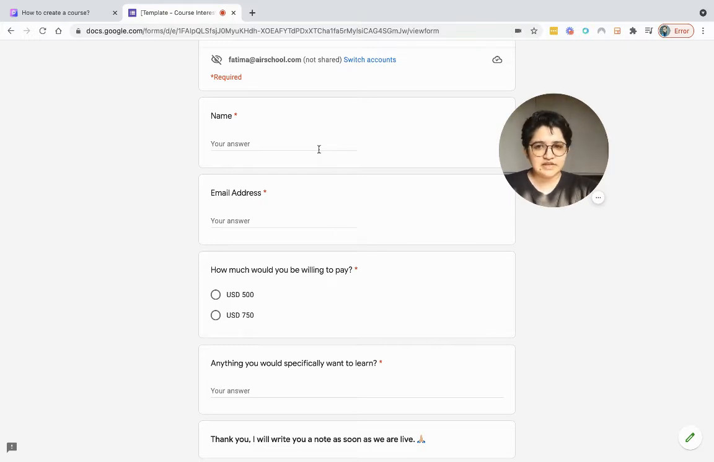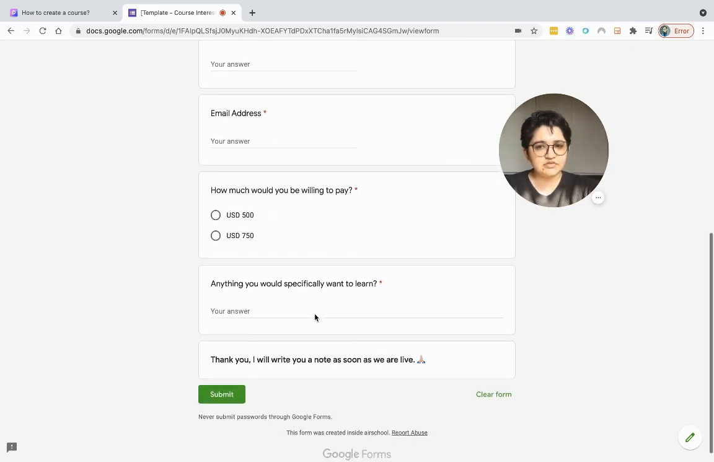And when I collect the name and email addresses of people, this gives me an entry point. Whenever my course is launched, I can just drop an email to the people who are interested and get them to sign up for my course. The pricing gives me an understanding of what price point people are interested in, and then what is the one thing that they specifically want to learn. And that's why I've asked a very open-ended question.